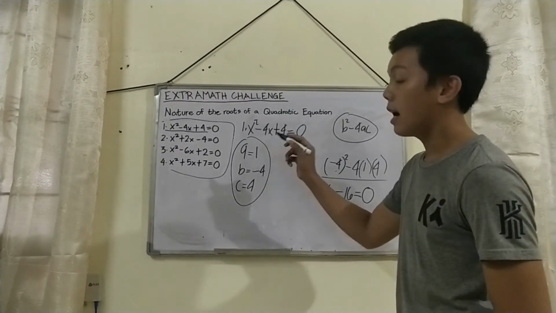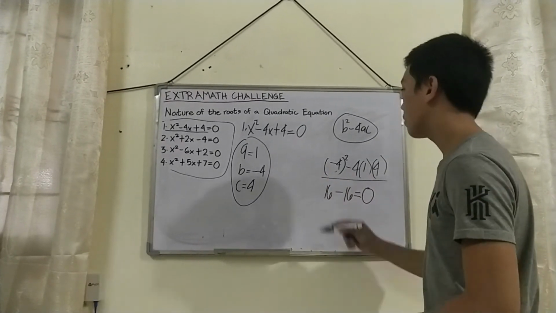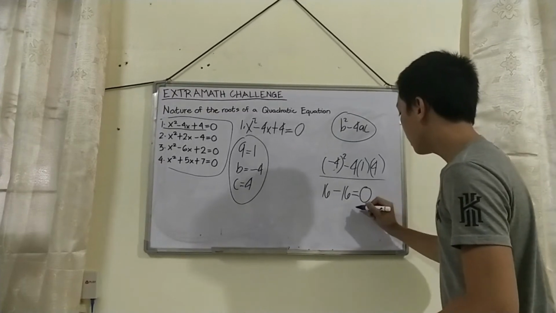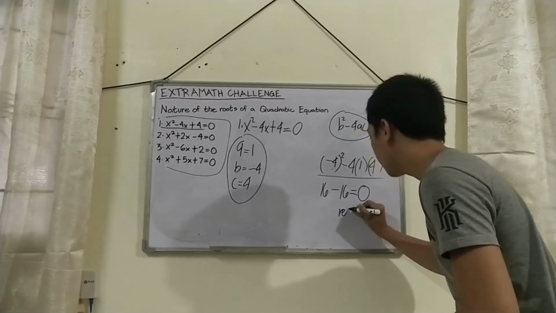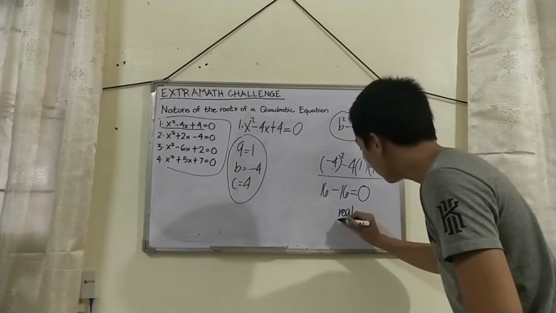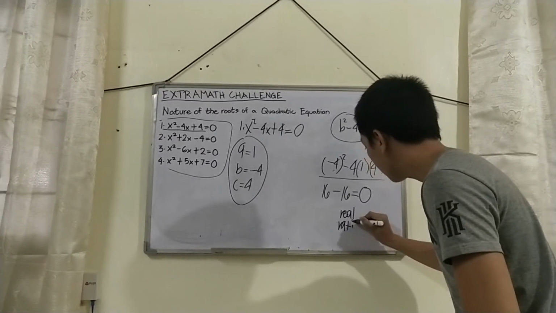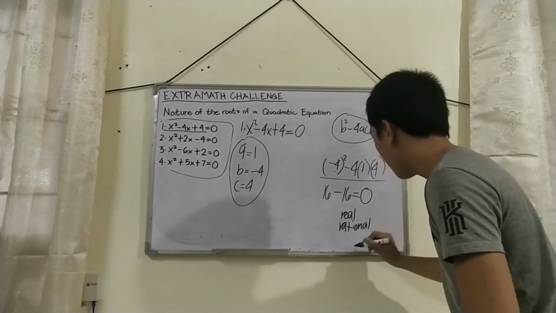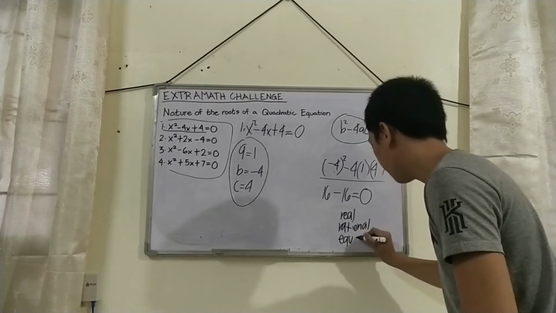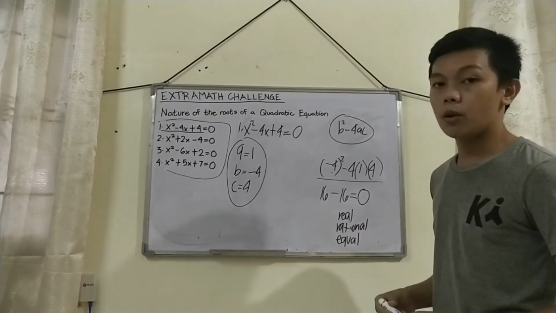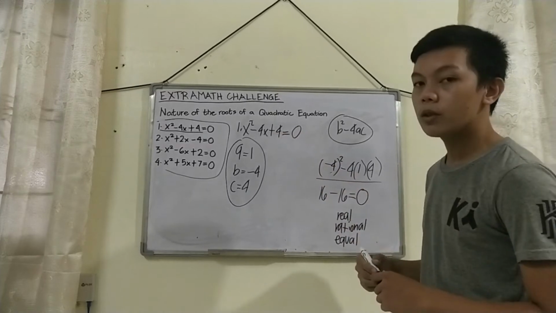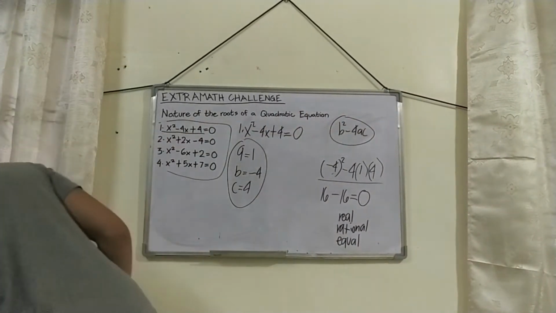Now that we have identified the discriminant of this equation, the nature of the roots of this equation is real, rational, and equal. Now that we have solved number 1, we're going to move to equation number 2.